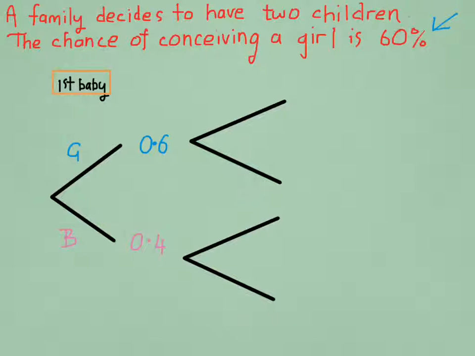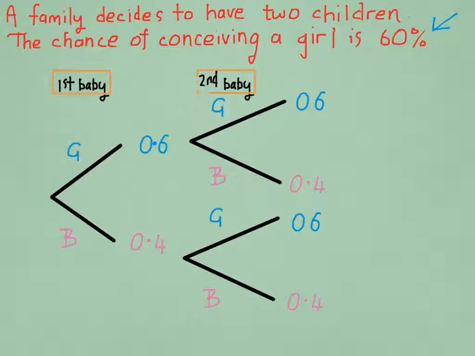So that's the first baby there, the branch on the far left. And remember, we're looking at the second set of branches, which is going to represent the second baby. So let's begin to fill in the rest of the gaps. And there you have it, a complete probability tree.